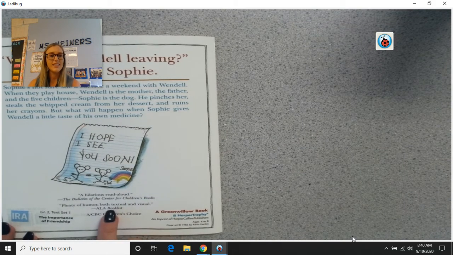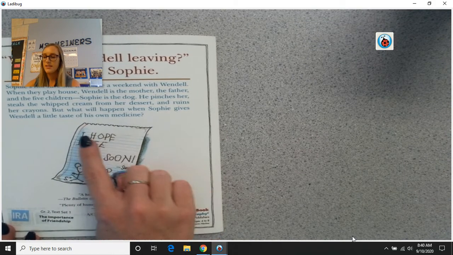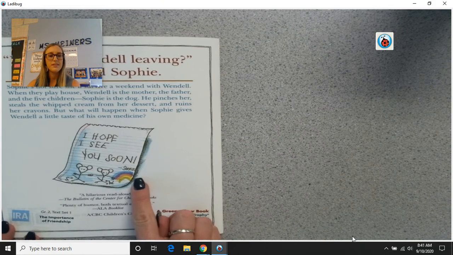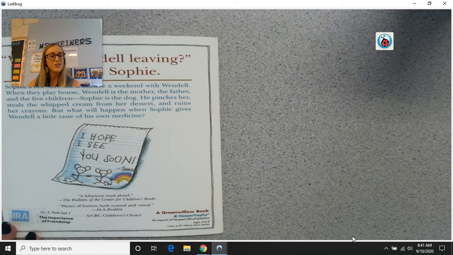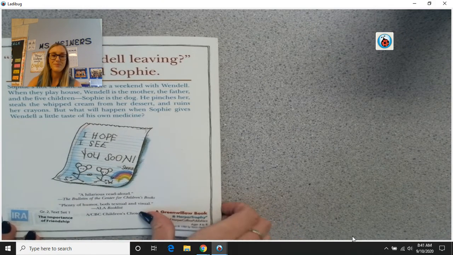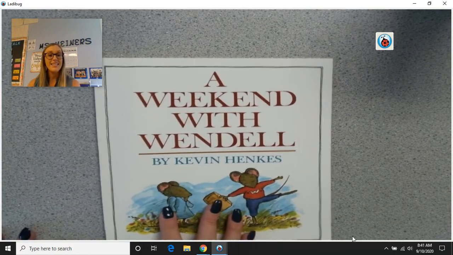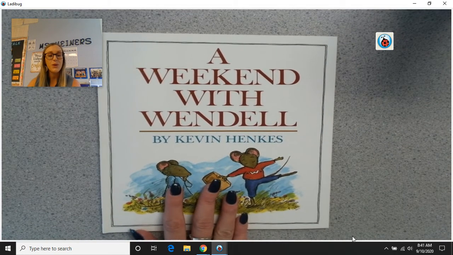If you look, this is the letter from Sophie. So it says, "I hope I see you soon, Sophie." And that's what Wendell found in his backpack. And that is the end of our story for today, A Weekend with Wendell.